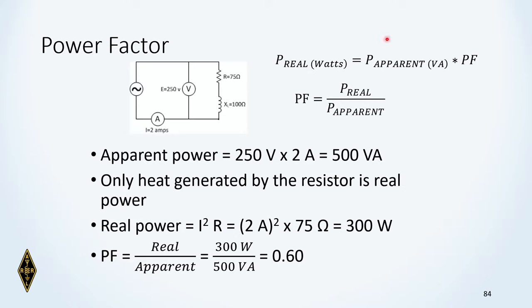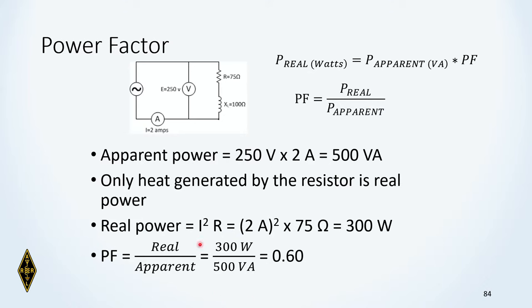These are just concepts. You won't have to calculate this directly from these formulas. So in the case of an apparent power, 250 volts times 2 amps, just another case, we'd have 500 VA, volts times amps, or VA, that is actually what it's called. The only heat generated by the resistor, say if it's this circuit, is the real power. You've got the real and apparent.